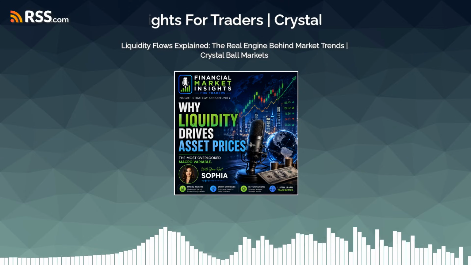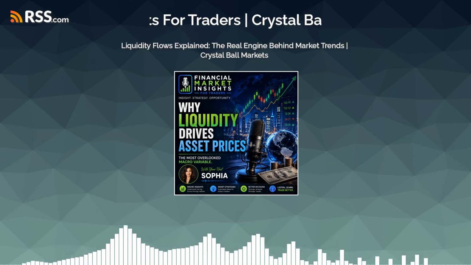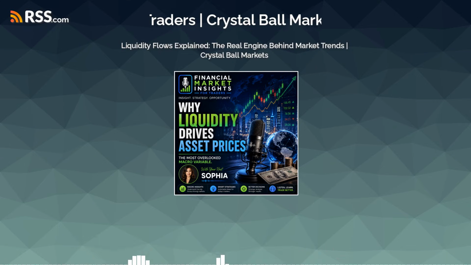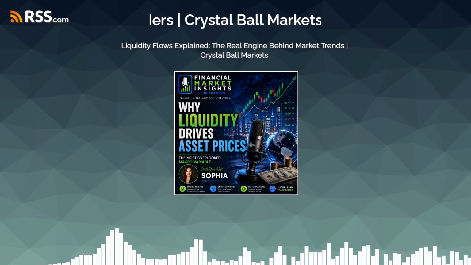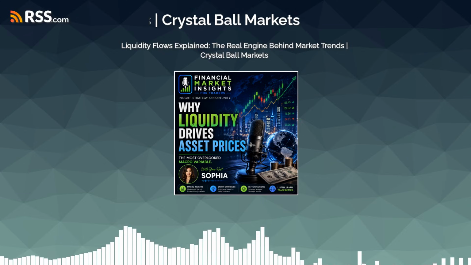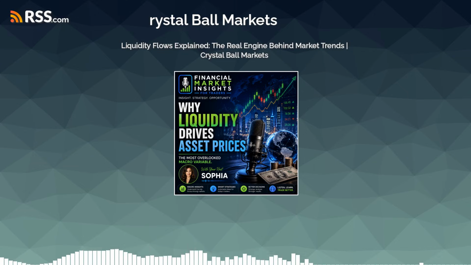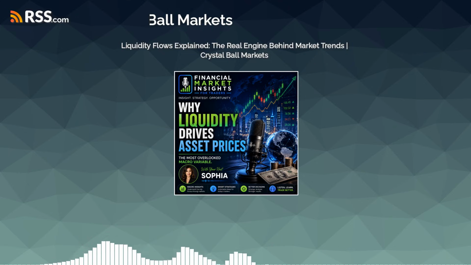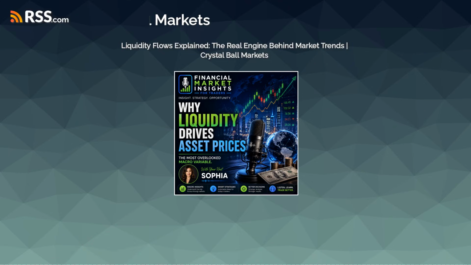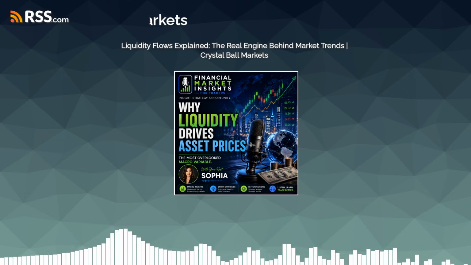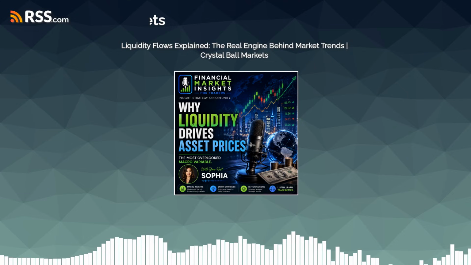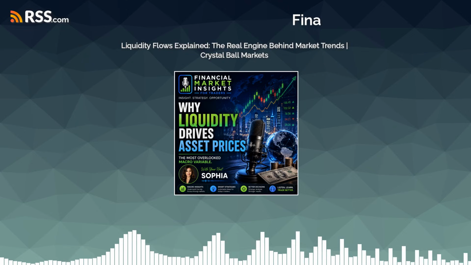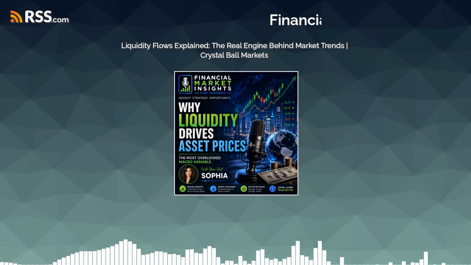For example, an environment of improving liquidity might coincide with stronger equity markets, tighter credit spreads, lower volatility, and increased demand for higher risk assets. A deteriorating liquidity environment can produce the opposite pattern. We might see equity weakness, wider credit spreads, increased volatility, weaker speculative assets, and a greater preference for cash or high-quality government bonds. Again, liquidity isn't the only explanation, but it can help explain why several markets sometimes move together.